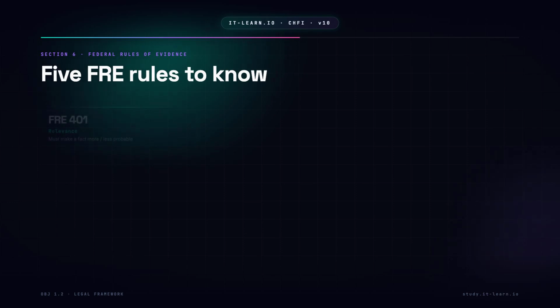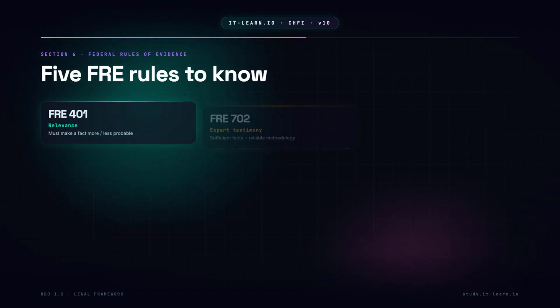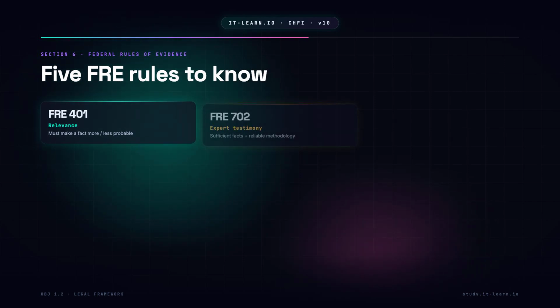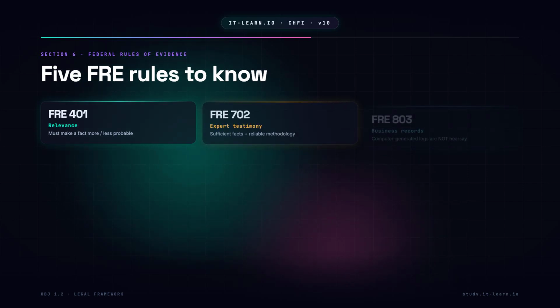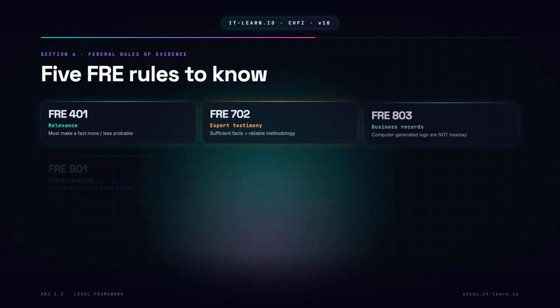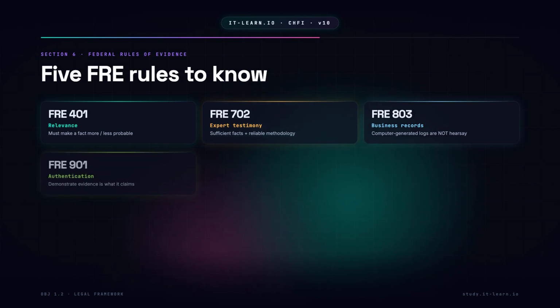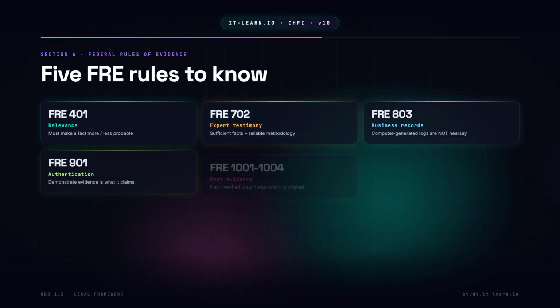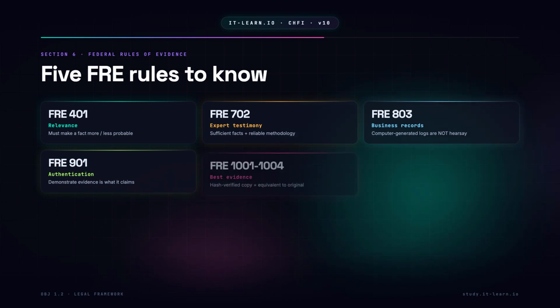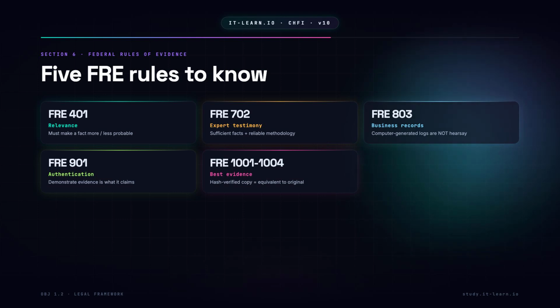Federal Rules of Evidence, FRE, 5 rules that govern what makes it into a federal courtroom. Rule 401, relevance: evidence must make a fact more or less probable. Rule 702, expert testimony, must be based on sufficient facts and reliable methodology. Rule 803, the hearsay exception for business records. Computer-generated logs are not hearsay. They have no human declarant. Rule 901, authentication. You must demonstrate evidence is what it purports to be.